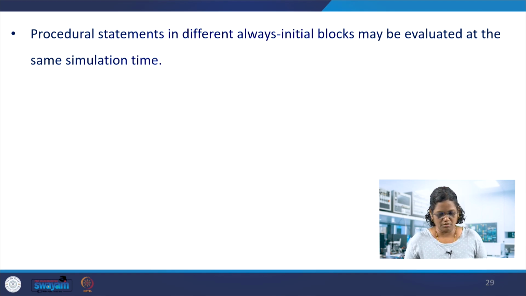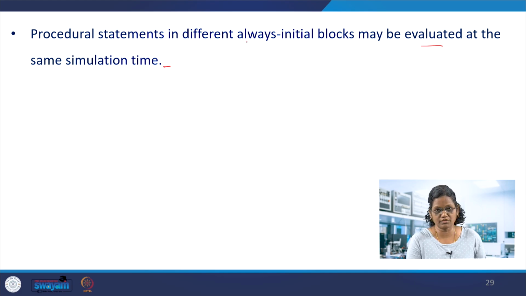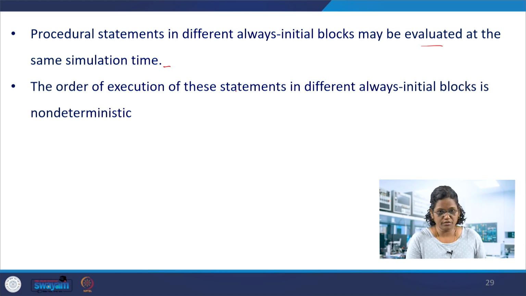If you have initial blocks or always blocks, those procedural statements are evaluated at the same time, because those are concurrent. If you have two initial blocks or two always blocks, they will be concurrent. The way in which they are executed, there are different ways in which this may be evaluated, but at the same time the order of execution is non-deterministic. That is why, for different always blocks the order, if it is sequential, depends on the time delays used in the statements.